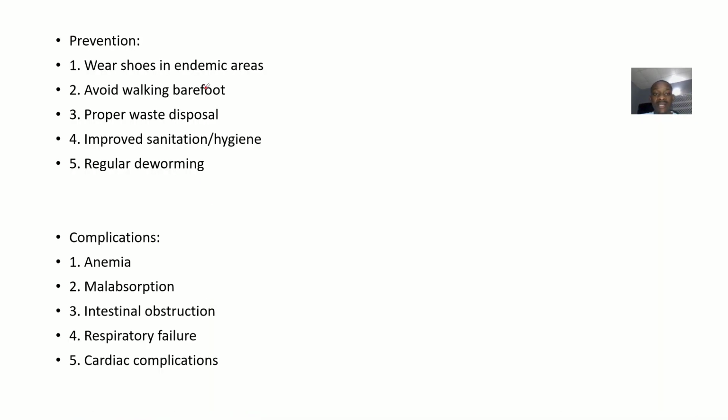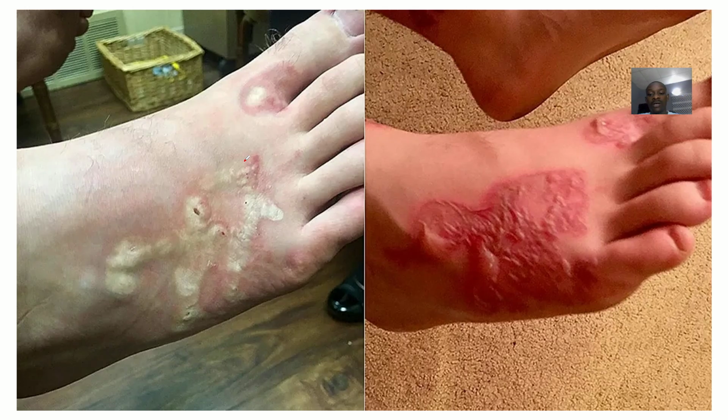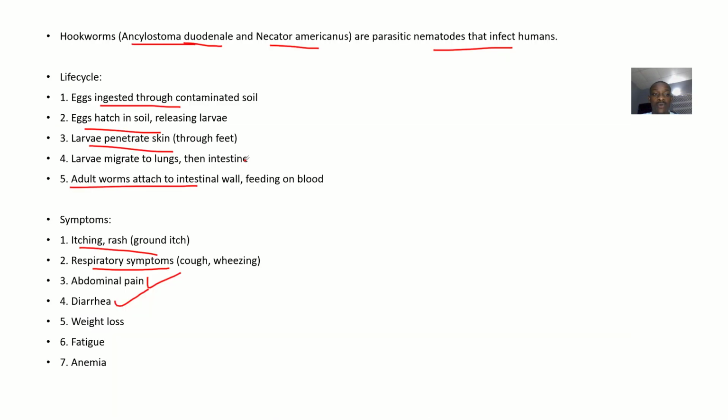Prevention: always wear shoes in endemic areas. Avoid walking barefooted since these hookworms can actually penetrate the skin. Then proper waste disposal, improved sanitation and hygiene, and regular deworming can also help. Complications: it could result in anemia, malabsorption, intestinal obstruction, respiratory failure, and cardiac complications. All of this could be a problem. Okay, so you can see one infection from hookworms. See how it looks. The skin is literally peeling off. All right, so I think that's a note on hookworms.